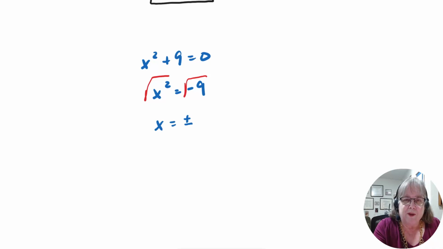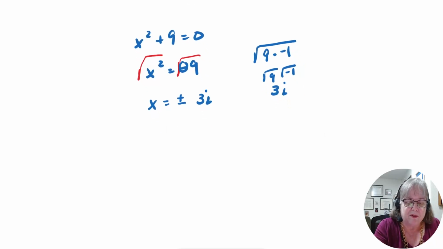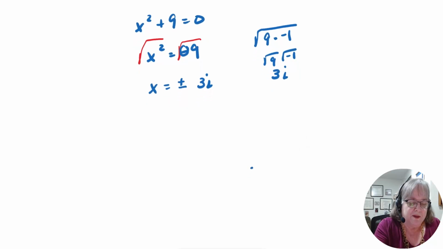Okay, what did you square to get 9? 3. And the square root of a negative is actually considered to be the square root of 9 times a negative 1. So the square root of 9 is 3, and the square root of a negative 1 is defined to be i. Remember your i's from before? If not, I'll put a video in here to remind you, a support video. So these are the two answers.